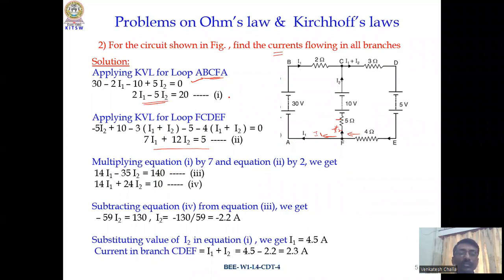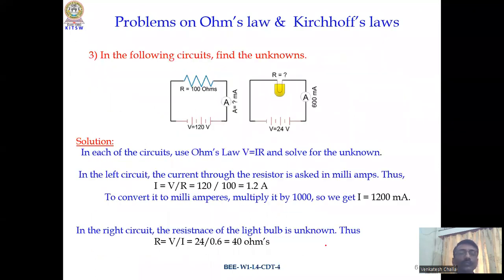Now using equations 1 and 2, you solve for the variables I1 and I2, the branch currents. So solving, you are getting I2 as minus 2.2 amps and I1 as minus 4.5 amps. So from that you can find the current in this part, which is I1 plus I2. That comes to 2.3 amps.